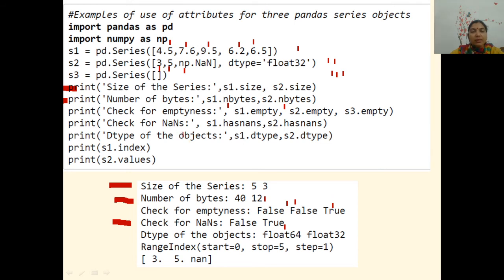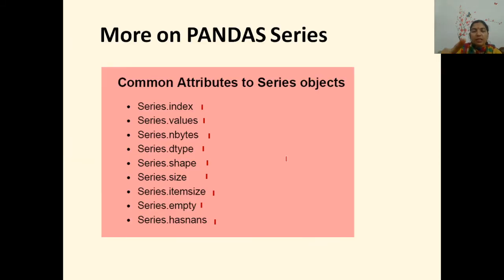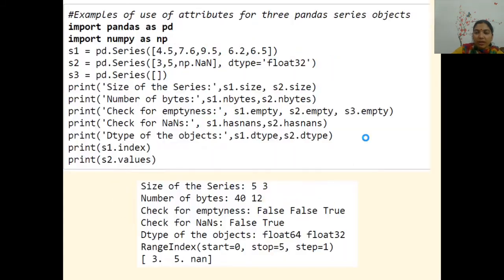Then the data type of the objects: S1.dtype, S2.dtype. So what is important here? What I want to say is that this dot operator is important. Series dot attribute. How to use them? You use a series name, put a dot, and then use the attribute you want to use to see the details of the attributes.